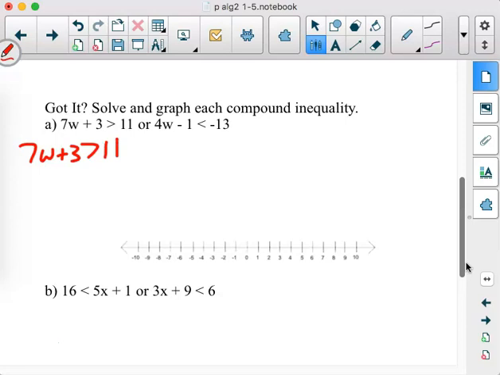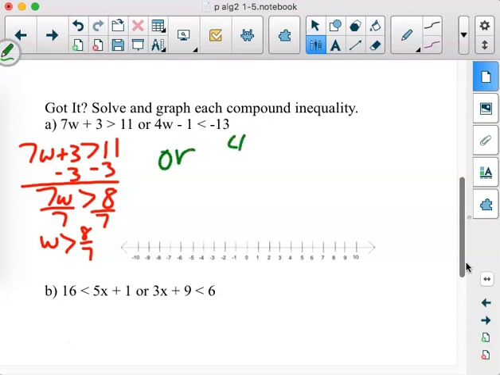Alrighty. 7w plus 3 is greater than 11. How would you solve it? Subtract a 3. Any flipping going on for subtracting a 3? Nah. Then what? Divide by 7. Oh, that's not a nice integer. That's a fraction. Fractions happen. We got to deal. We got to say, hey, I can deal with this. I got it. It's okay. I know this is a little bit more than 1. It's 1 1/7. I can do that.